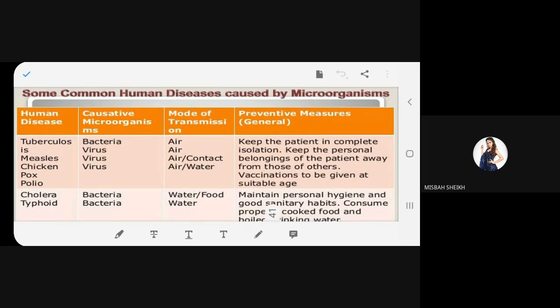What do we have to do for these patients? You have to keep the patient in complete isolation as we did for COVID. Remember that. And the personal belongings of the patient should be kept away from others. Vaccinations also need to be given at the suitable age. If you take the vaccine, the severity of the diseases decreases. We may survive. Is it clear?